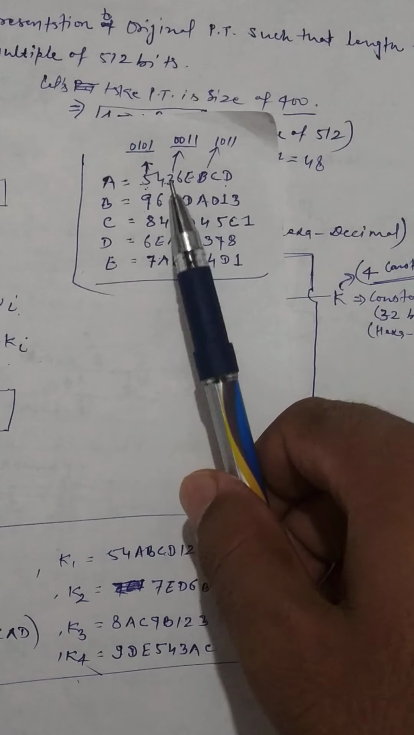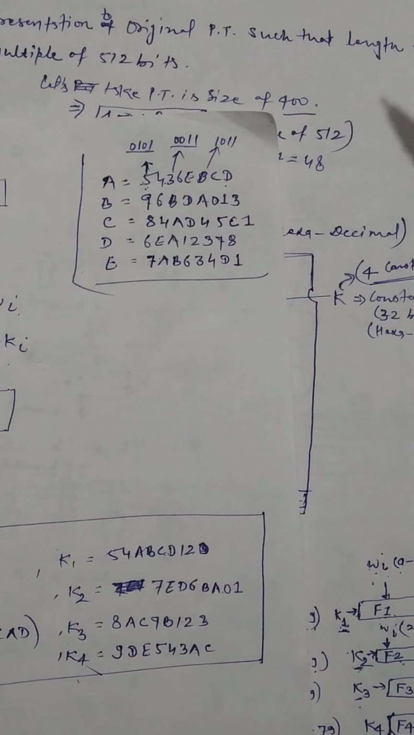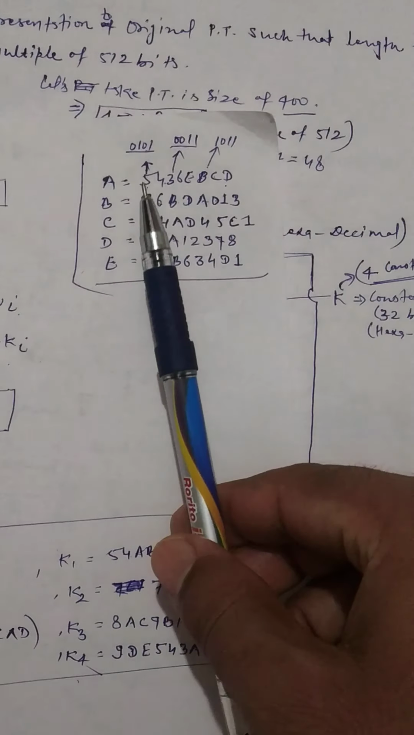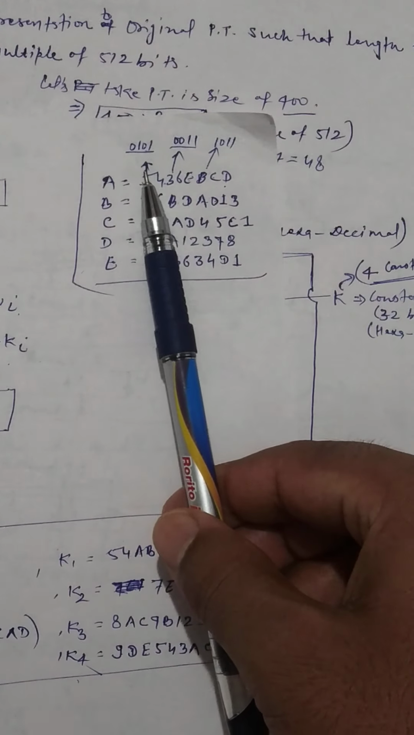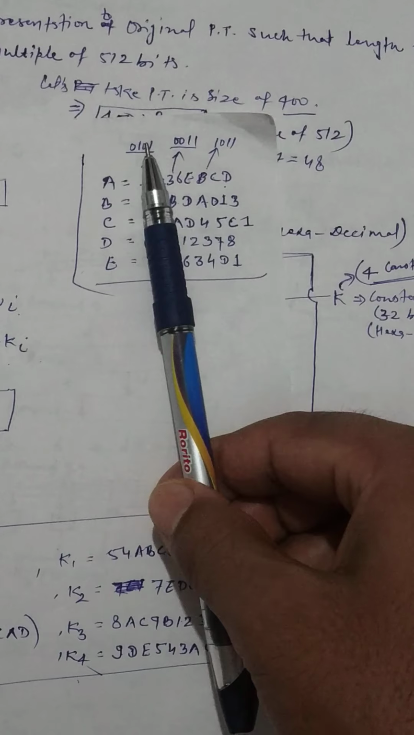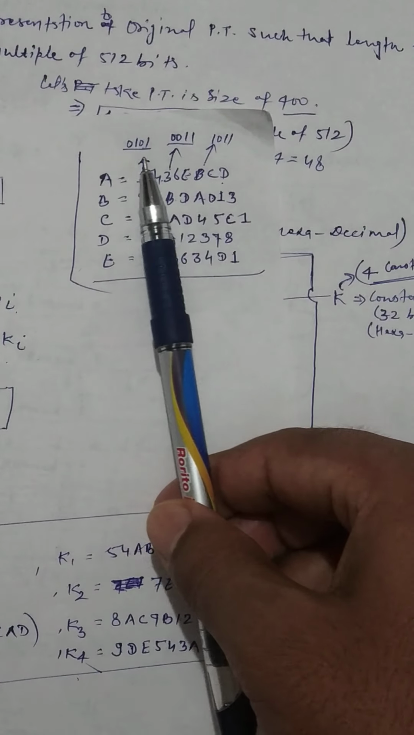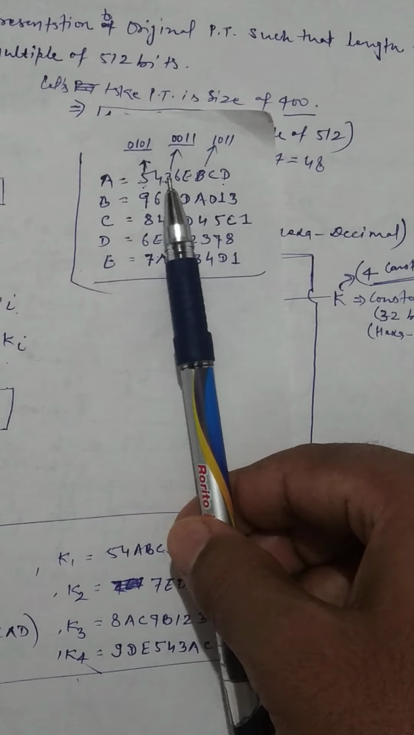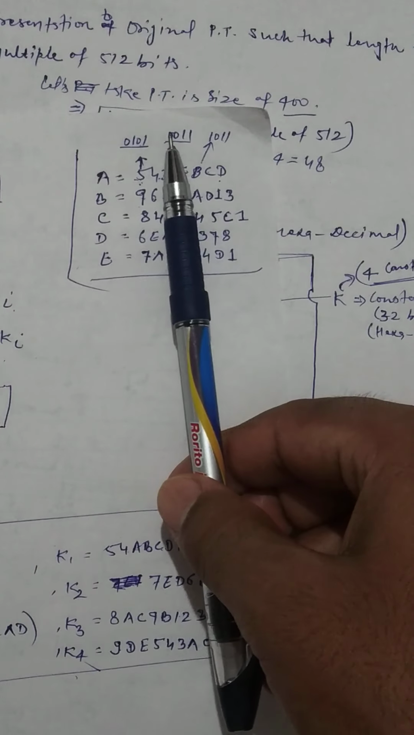When we convert this hexadecimal value into binary, we know we need to take 4 bits for each value. So for this hexadecimal value, we need to take 4 bits. The binary equivalent of this one is 0101. Similarly for 3, you can see 0011.